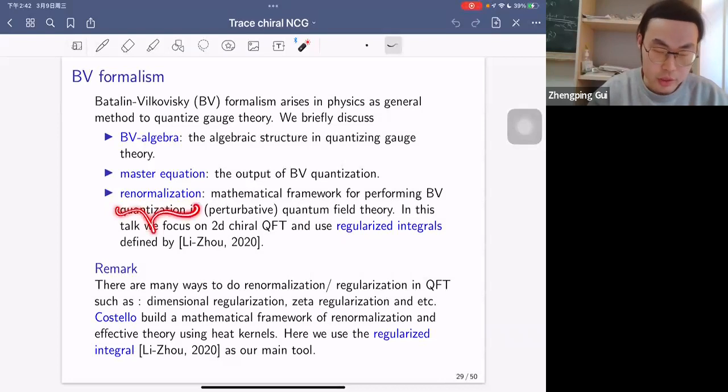And we also need to do the renormalization, because in quantum field theory we always get terrible divergent integrals. So we need to do the renormalization. There are several ways to do renormalization. Usually physicists use dimensional regularization or zeta function regularization. Kevin Costello used the heat kernel cutoff to build a mathematical framework. And here we use regularized integrals developed by Si Li and Jie Zhou. This regularized integral is a generalization of the principal value to a general Riemann surface.